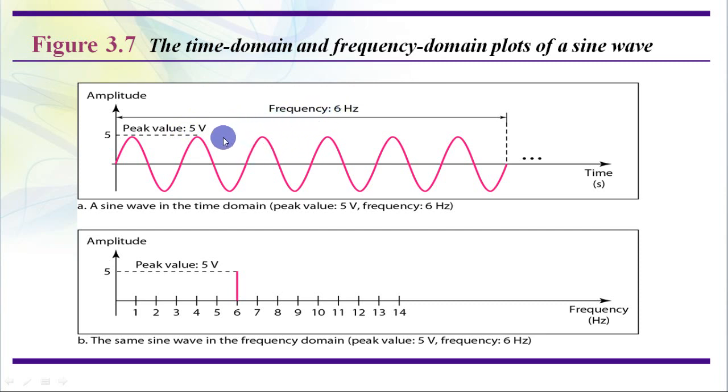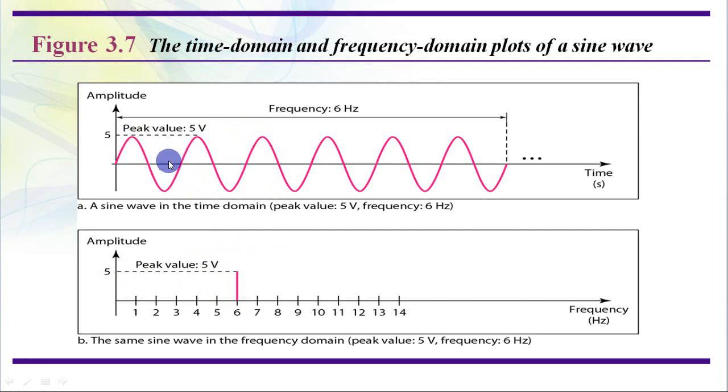This can be represented in the frequency domain. In the frequency domain, we represent the amplitude with respect to frequency, and here we can divide the axis into the same distances, and plot the point which is 5 volts at a frequency of 6 hertz. So at the 6th position we can draw a line with the peak value of 5 volts. In this way, we have shown both of them here.